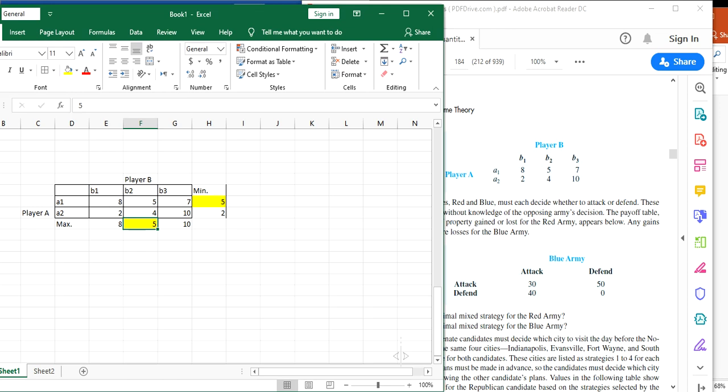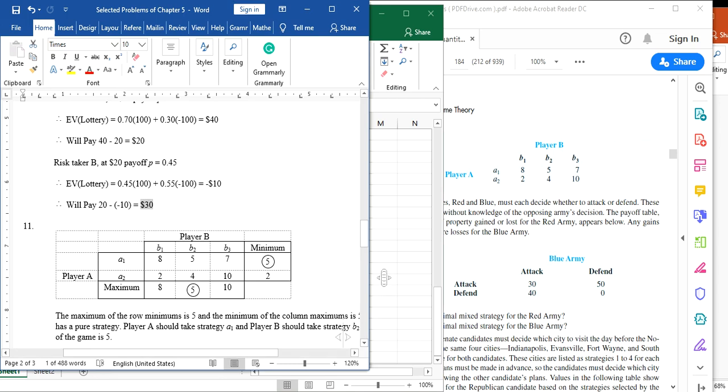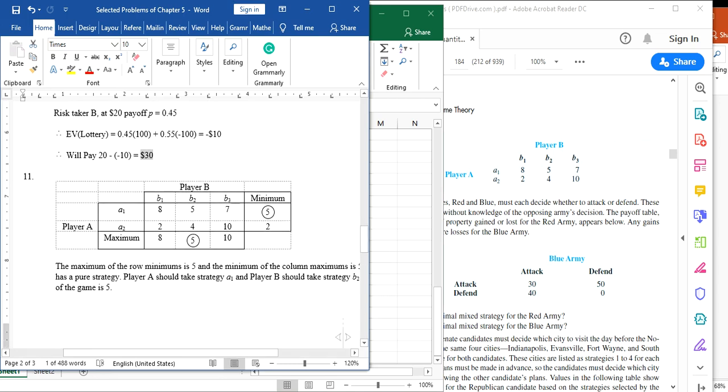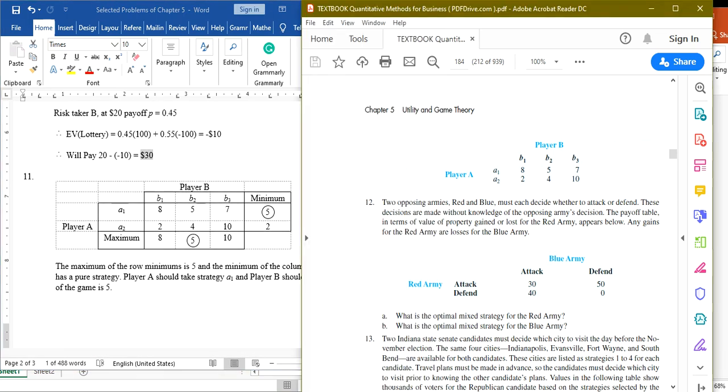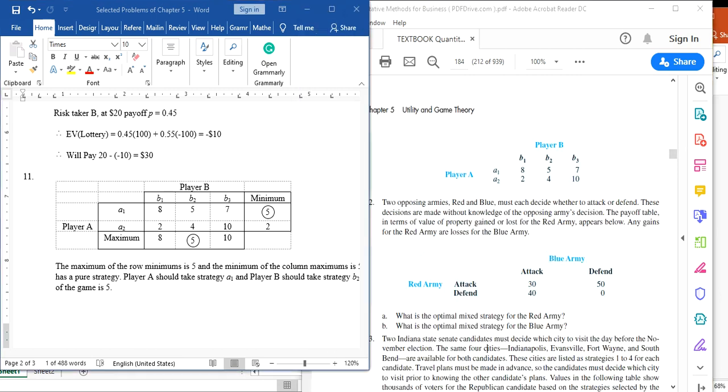So simply the answer is, for player A, it's best to take the strategy of A1, and for player B it's best to take the strategy of B2. And let's check the answer over here, and the value of the game is 5. Okay, the question is asking what is the value of the game. The value of the game is 5.